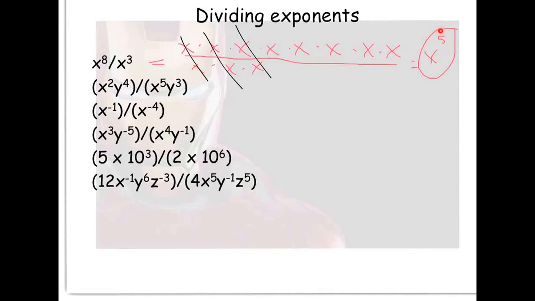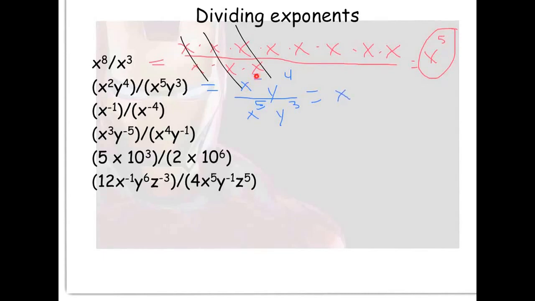Now, we have a couple things going on here. I'm going to write this like this: x squared y to the 4th over x to the 5th y to the 3rd. All right, keep each variable separate. So let's look at the x's first. We have the same base, so if we're dividing we can keep the same base, and then subtract the exponents.